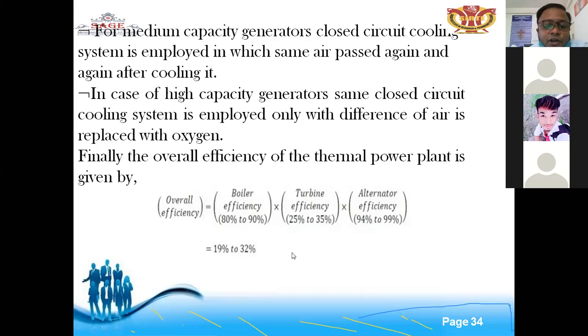Okay, there is an overall efficiency which is obtained from the boiler efficiency, turbine efficiency, and the alternator efficiency. It will be multiplied, and it comes to the overall efficiency of 19% to 32%.